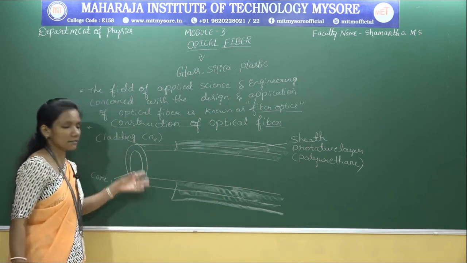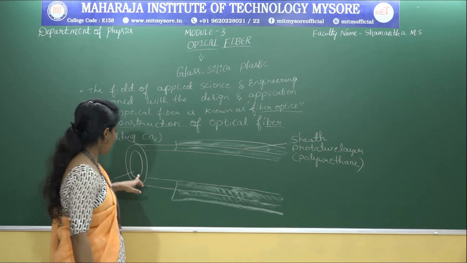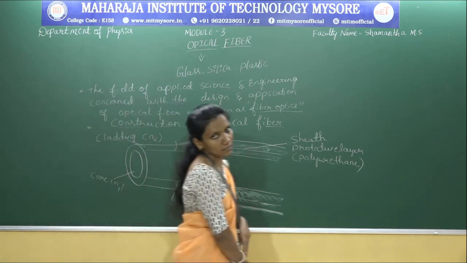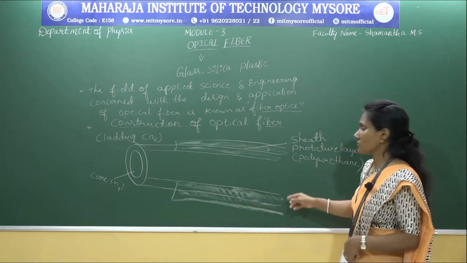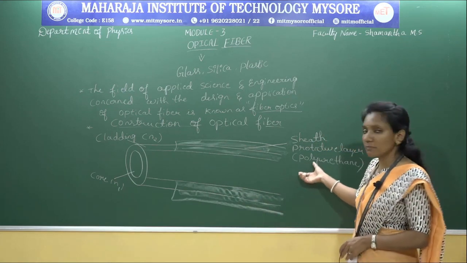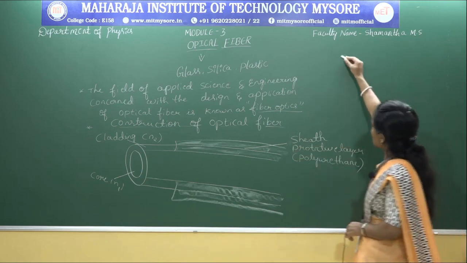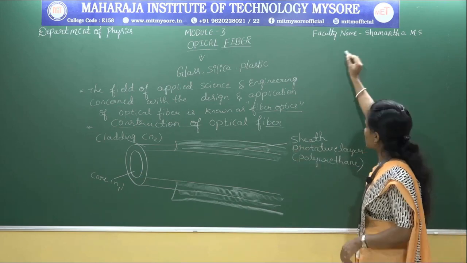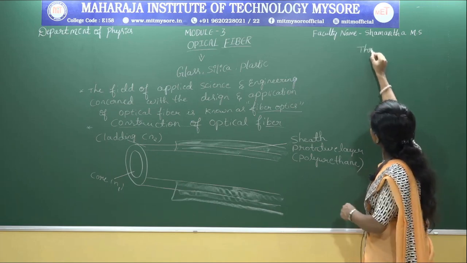So like this the optical fiber is made up of the inner core, the outer cladding, which is covered with the sheath. So that is a protective layer. It is made up of polyurethane. So mainly 3 layers. The optical fiber consists of 3 layers. So what are they?